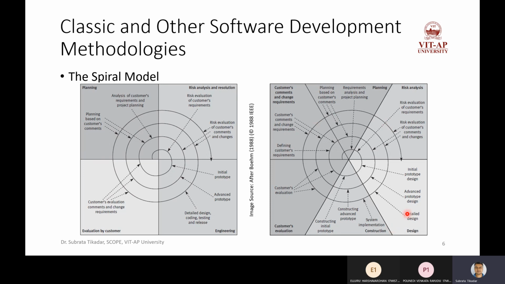And this is a picture of the advanced spiral model. But here the engineering task is divided into two subtasks: one is called design, another is construction. And the customer evaluation part is also divided into two parts: one is customer evaluation and another is customer comments and change requirements or requests for changes. Similarly, here the entire thing is built through prototyping in a spiral way.